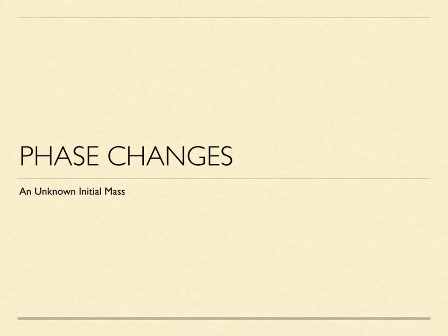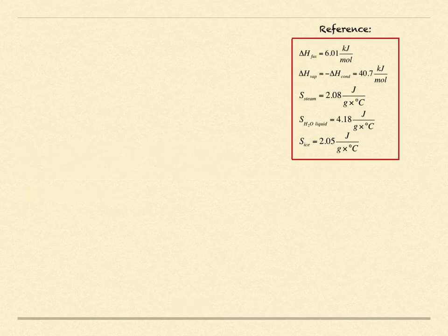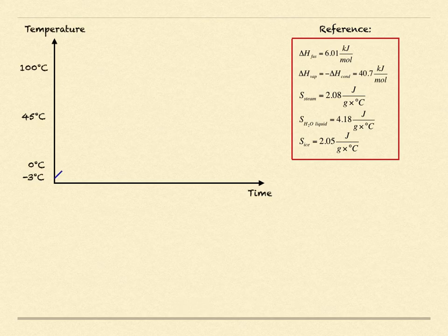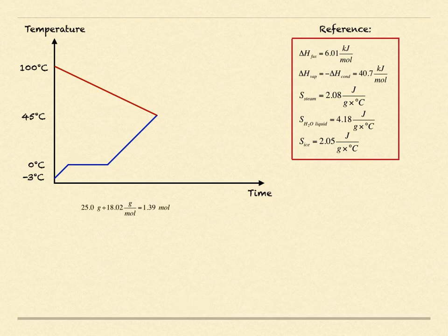In this problem, we will use both heating and cooling curves to determine the initial mass of boiling water needed to reach a certain final temperature. First, we draw the heating curve of the ice and the cooling curve of the boiling water. Next, we find the moles of ice by dividing the mass present by the molar mass of water.